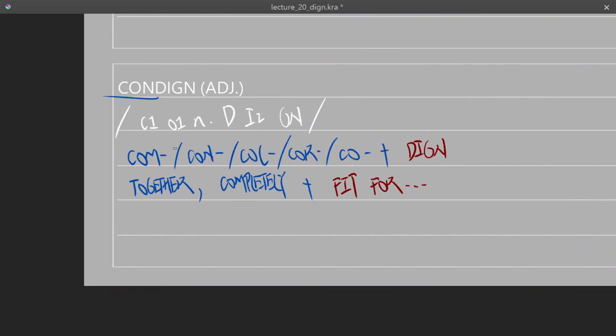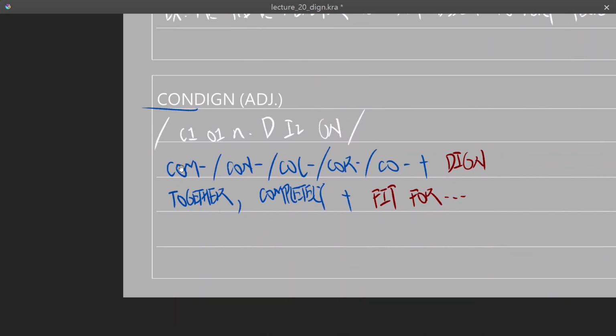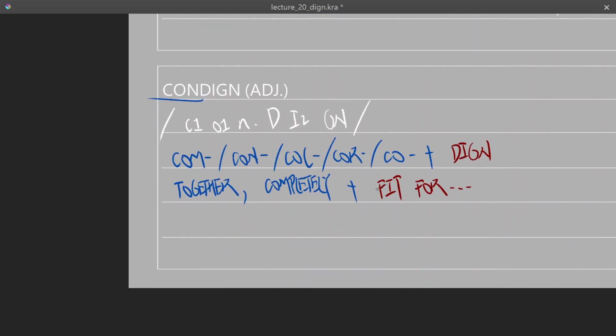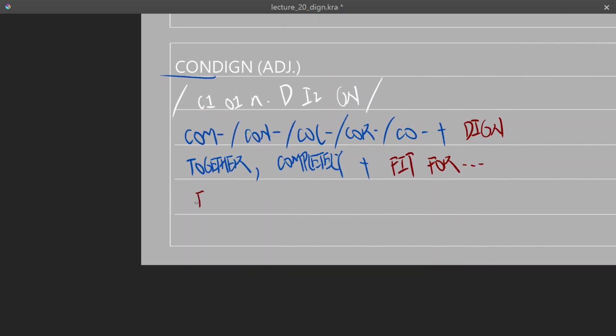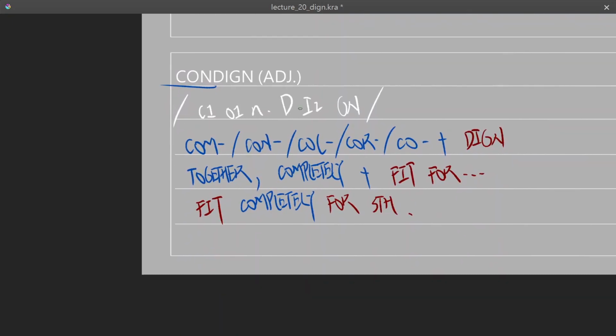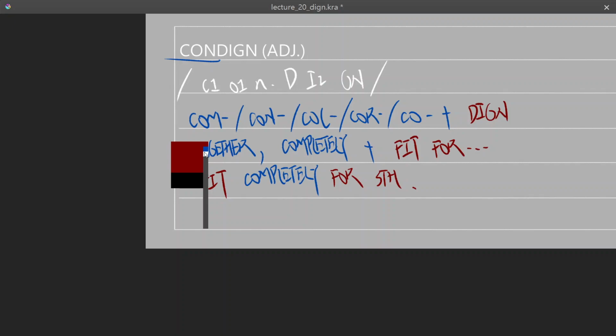So condign, for example. What's condign? Condign literally means fit completely for something. That's it. Fit completely for something. So we have, for example, condign punishment.